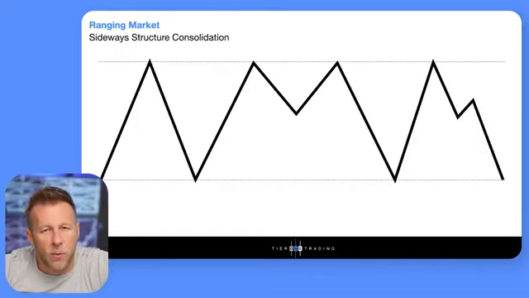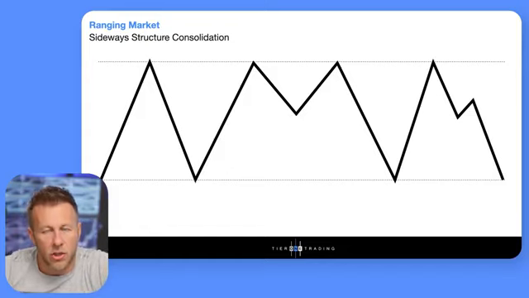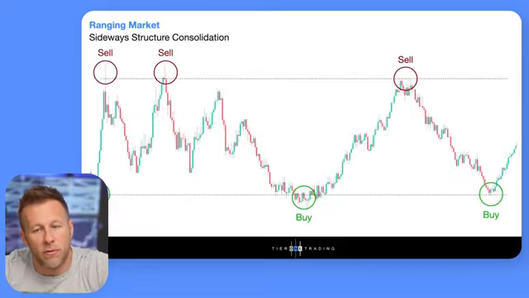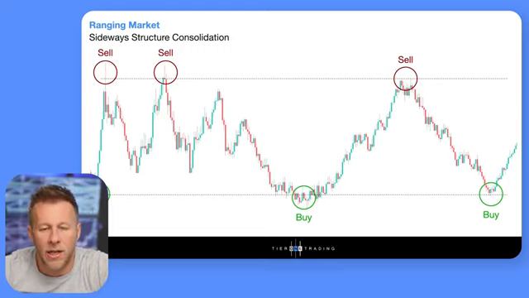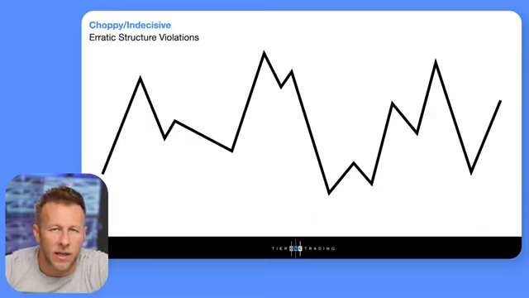When the market's moving sideways or ranging, we call this a ranging market, where we've got sideways structure or structure consolidation, where we're respecting the same horizontal highs and lows over and over again. And this is an example of sideways consolidation or a ranging market, where there's lots of opportunity if you know what you're doing. And then finally, we have the choppy and indecisive markets, where there are erratic structure violations.